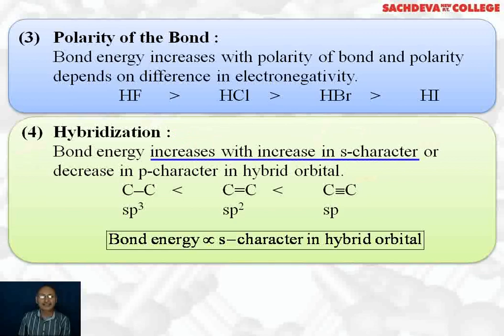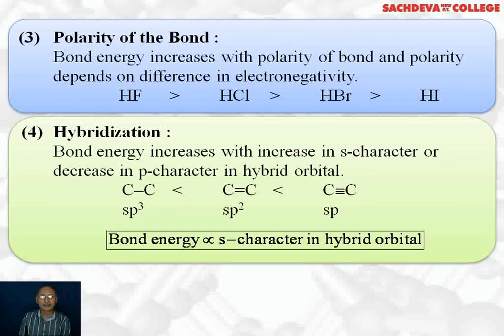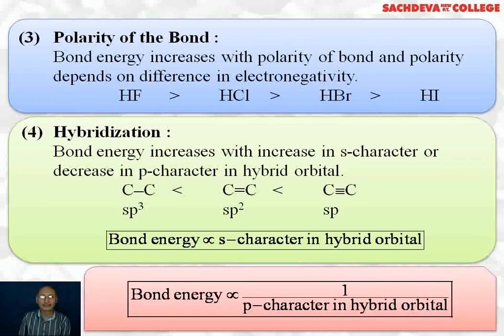Hybridization. Bond energy increases with the increase in s character or decrease in p character in hybridized orbitals. sp3 has less bond energy than sp2, and sp2 has less bond energy than sp. In sp3 there is 25% s character, in sp2 there is 33% s character, and in sp there is 50% s character. So bond energy is directly proportional to s character in the hybridized orbitals. Bond energy is inversely proportional to p character. If s character is less, p character will be more, and if s character is more, p character will be less.